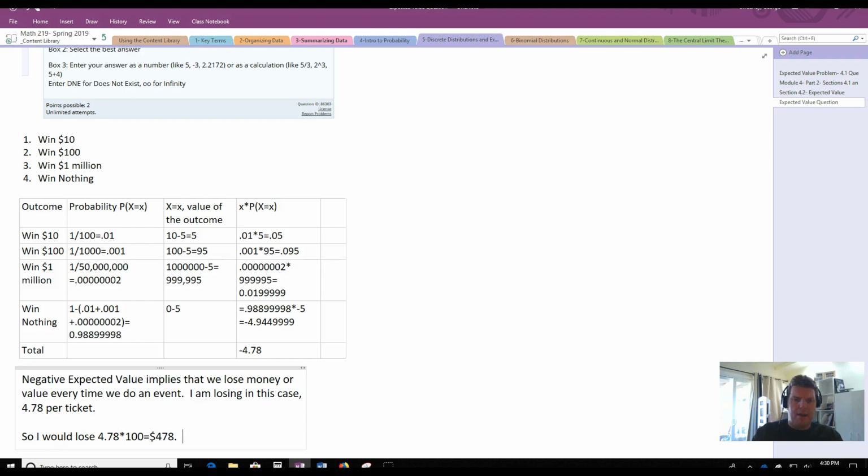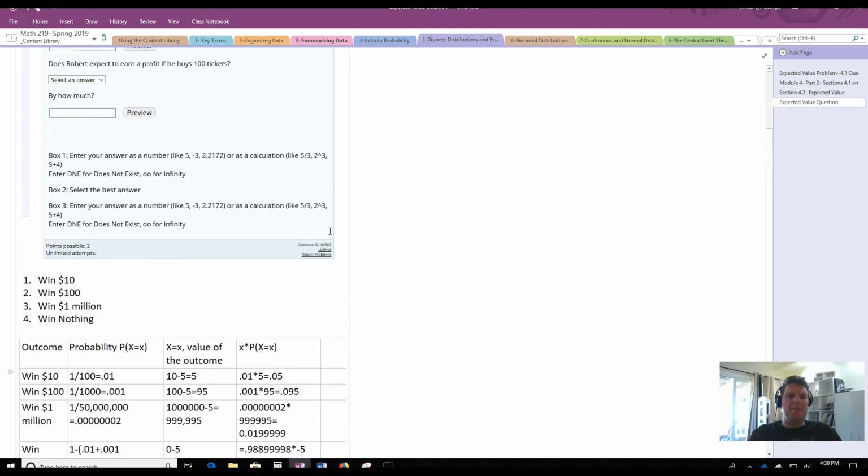If the expected value is positive, then I'm expecting to gain money. Negative expected value says I'm going to lose money. Positive expected value says I'm going to gain money. And so that's kind of like our decision making. If it's positive, play it. If it's negative, don't. That's the idea.